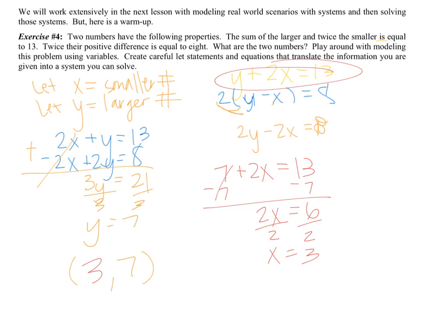So we have an x and a y, but we're talking about a word problem. So our smaller number is 3, and our larger number is 7.